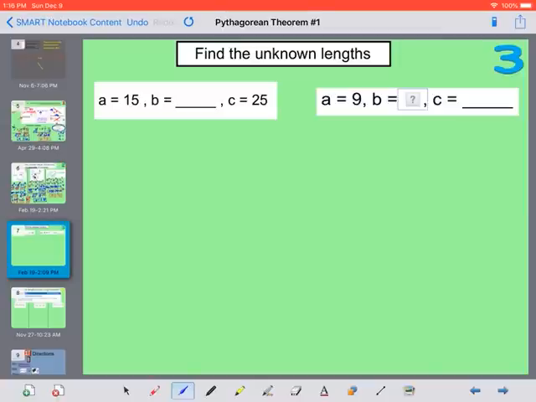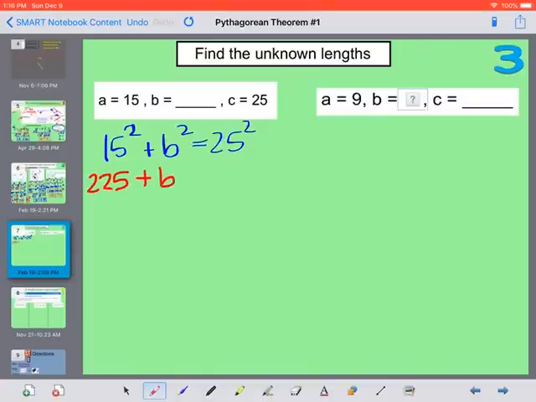Find the unknown lengths. So A is 15, so we'd have 15 squared plus B squared equals 25 squared. Some of you are going to think, well, 15 plus 10 will equal 25. That's not what we're looking for. We need to take each of these to the power of 2. So 15 to the power of 2 is 225. Then plus B squared, and then 25 to the power of 2 is 625.